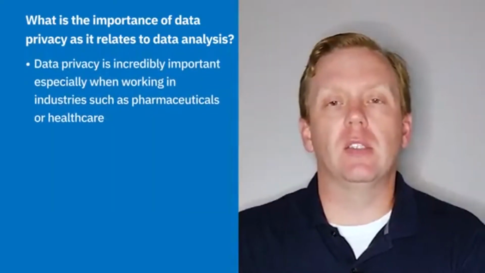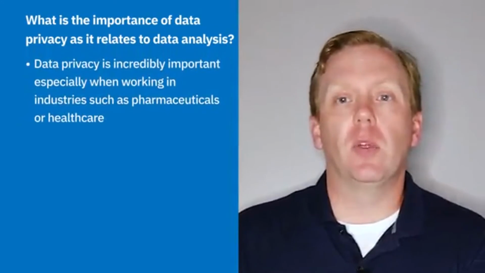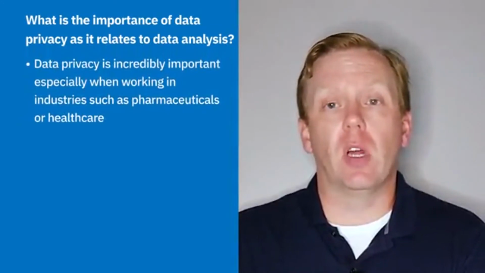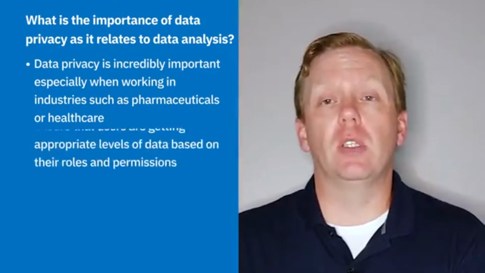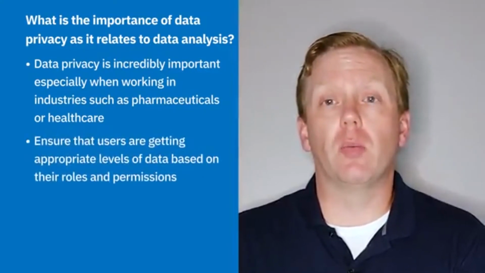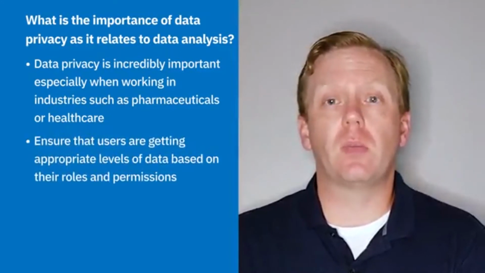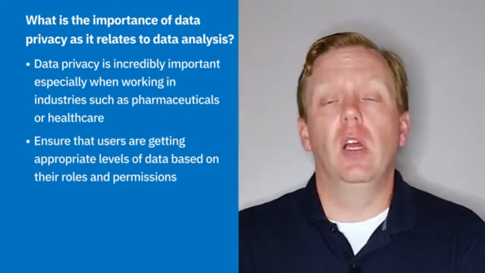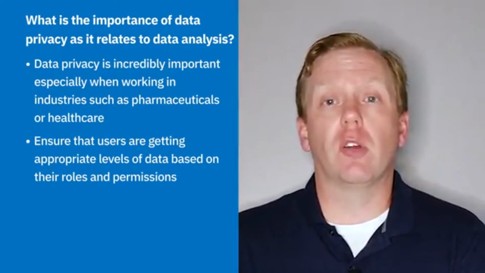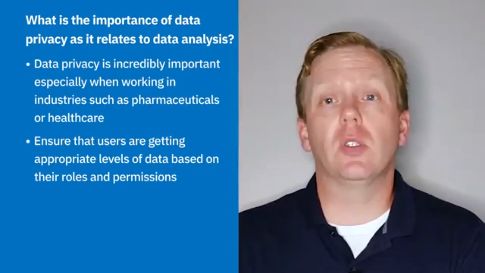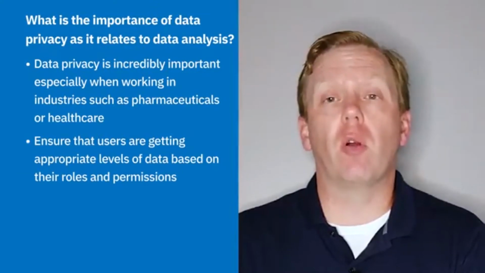Data privacy is incredibly important, especially when you're working in industries like pharmaceuticals or healthcare. But that's not where it stops. We have to have the ability to make sure that the users are getting the appropriate level of data based on their roles and their permissions. Now we can do this through a number of cuts of the data specific to each geography or each function, or in some tools such as Cognos Analytics, we can start to build out that as part of our model.